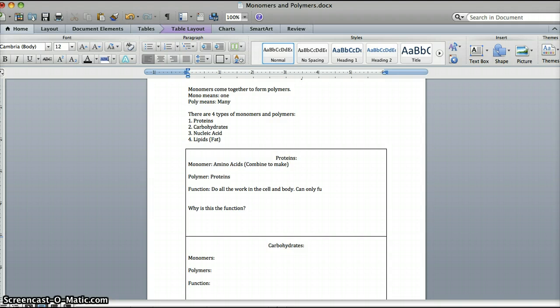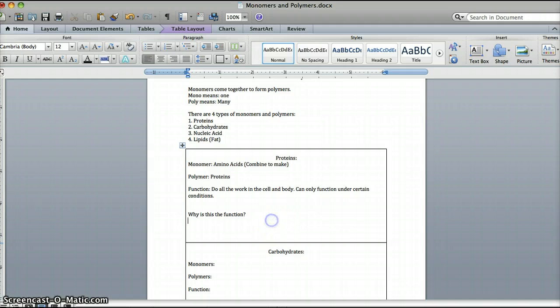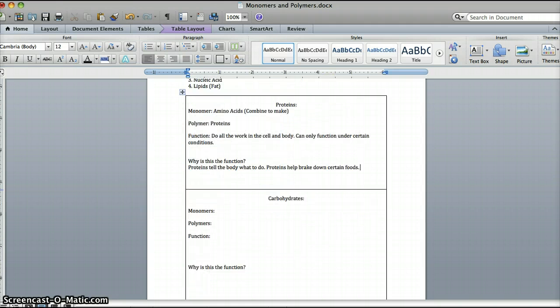They can only function under certain conditions. Proteins are what tell the body what to do. Proteins help break down certain foods. You need proteins to survive, and proteins are found mainly in meat.